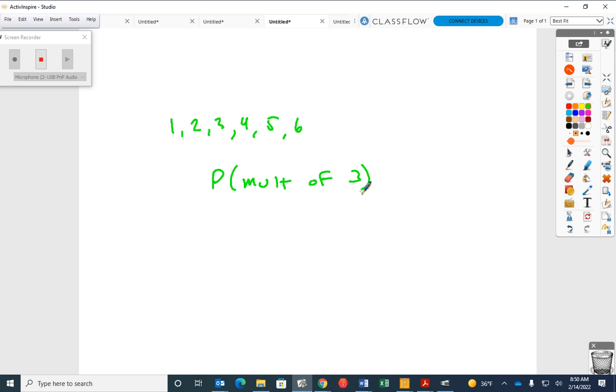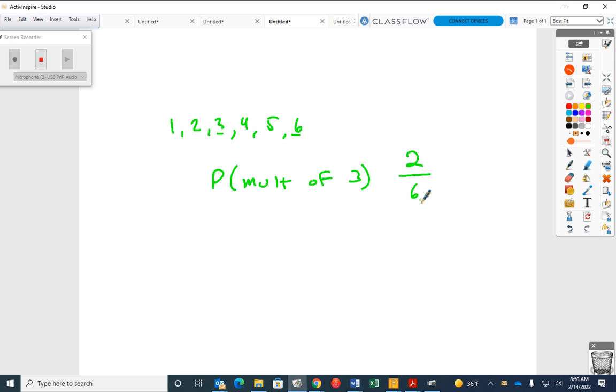What's another multiple of 3? 3. So how many of these numbers are multiples of 3? One's a factor, but not a multiple. So 3 and a 6. How many multiples are there? 2. Now how many total outcomes could I get if I roll a number cube? 6.